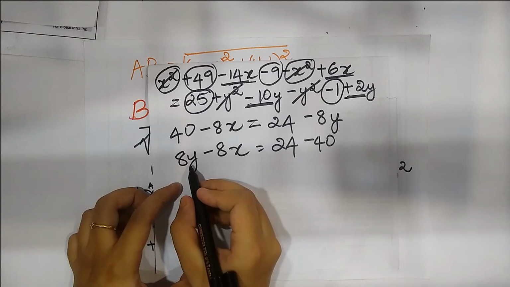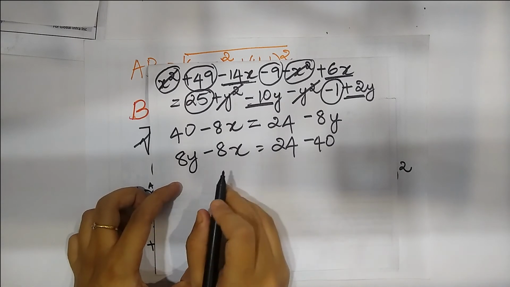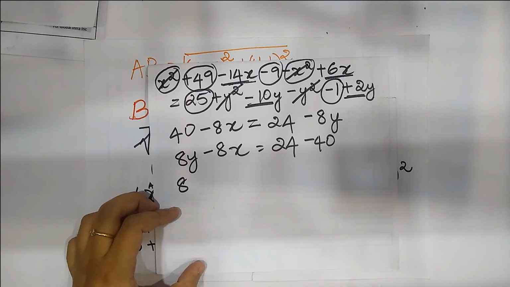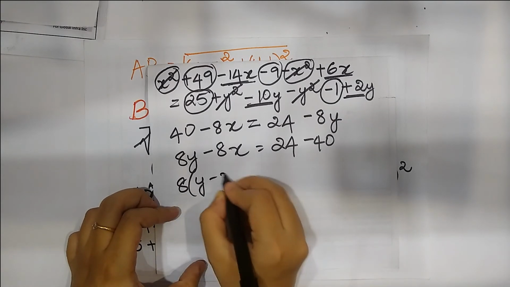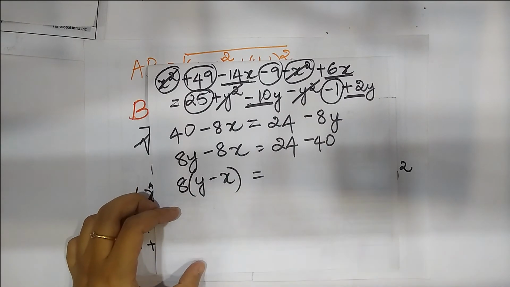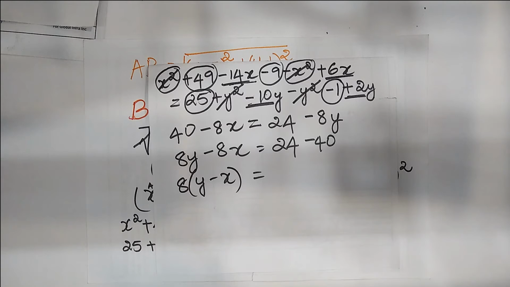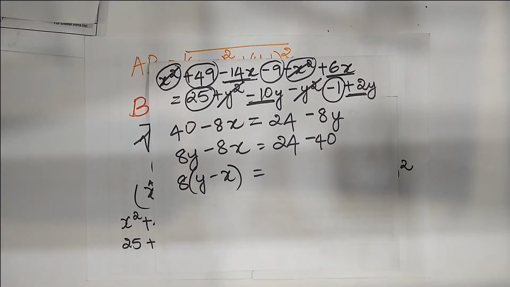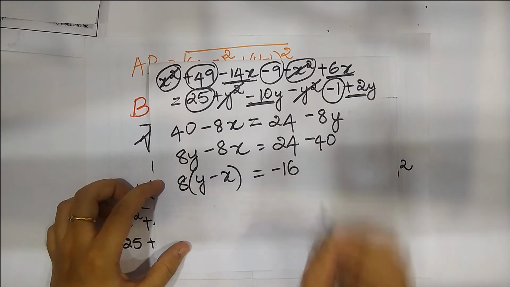Right? So 8y, so 8 here is common. If you see 8y minus 8x, you can take 8 as common. So 8 into y minus x is equal to 24 minus 40. So 24 minus 40 gives you minus 16.